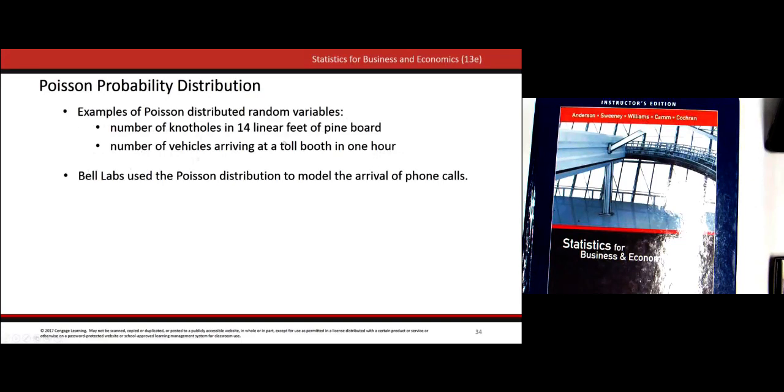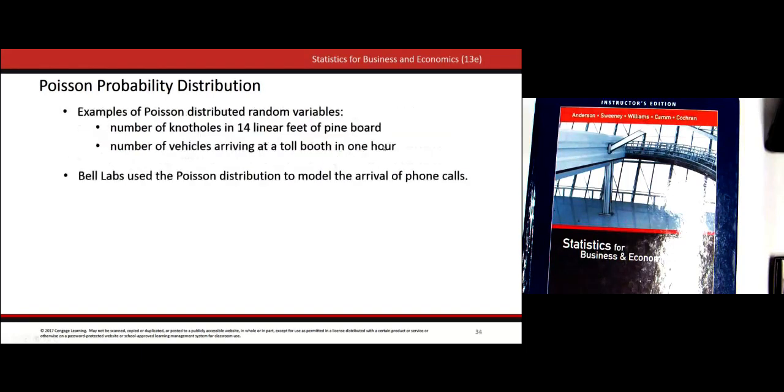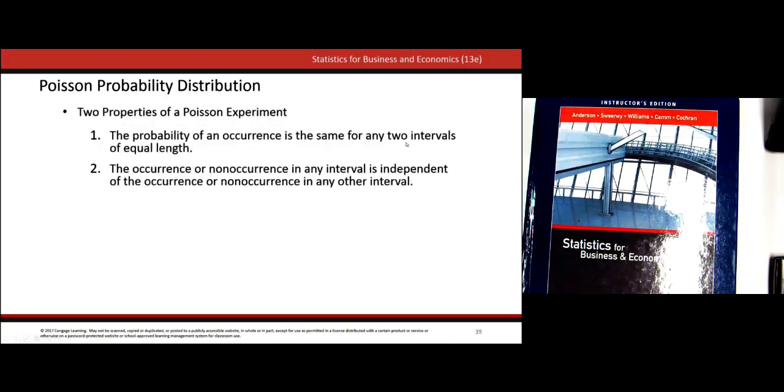For example, number of vehicles arriving at a toll booth in 1 hour. You have specified interval of time or space, and you are counting the number of occurrences. So the properties of the Poisson experiment, the probability of an occurrence is the same for any 2 intervals of equal length. And the occurrence or non-occurrence in any interval is independent of the occurrence and non-occurrence in any other interval.